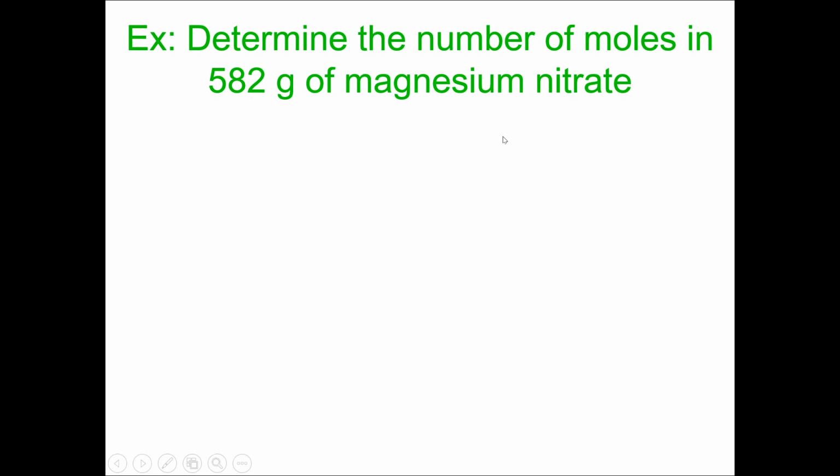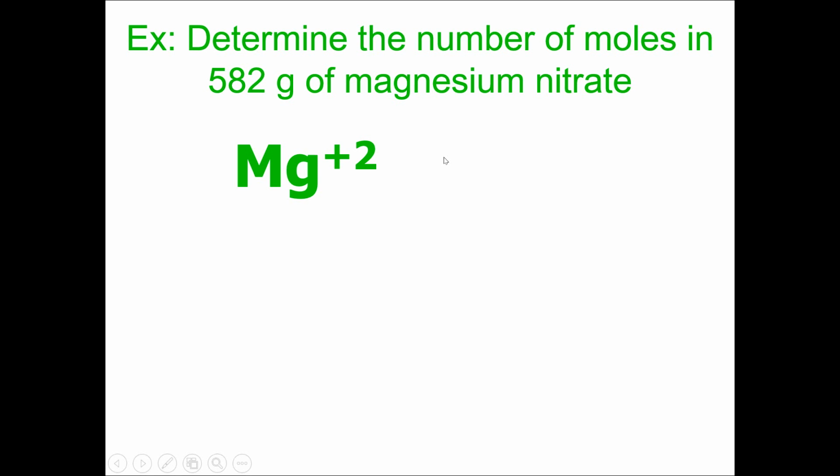nitrate. The first thing I want to do is I want to go ahead and take that magnesium nitrate and write a formula out of that. So I recognize this to be an ionic compound, and with an ionic compound, I have to consider the charges first. According to the position of magnesium on the periodic table, magnesium has a 2+ charge.